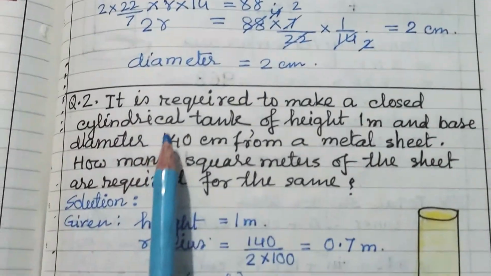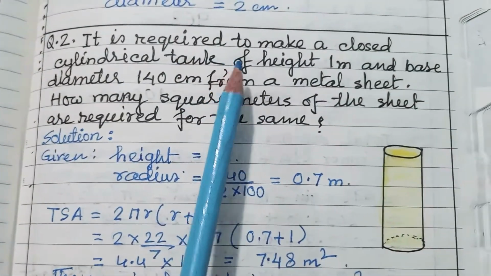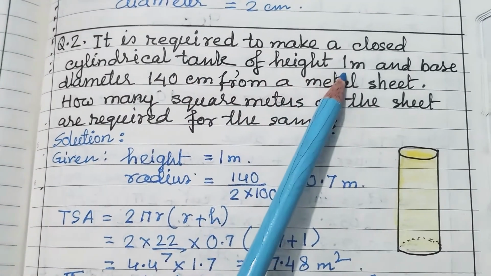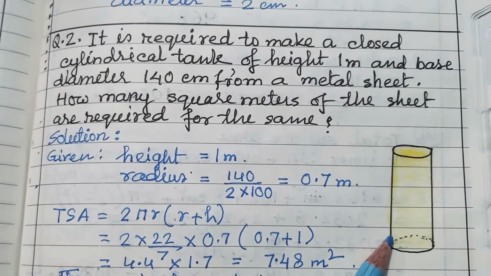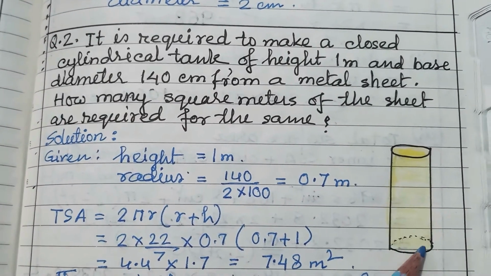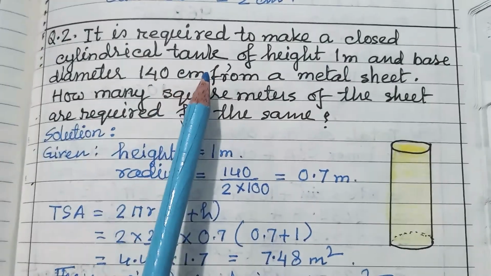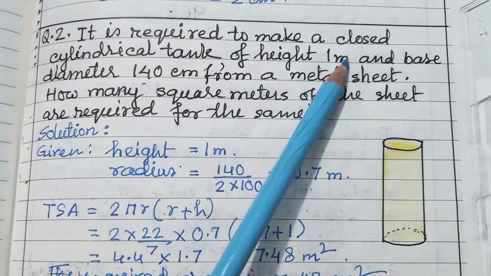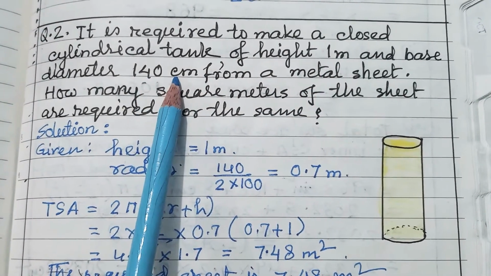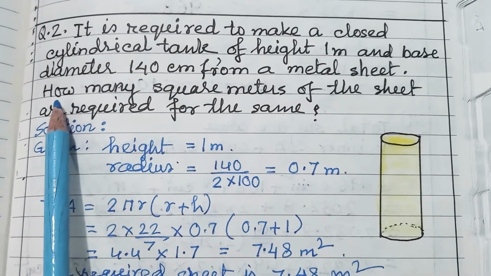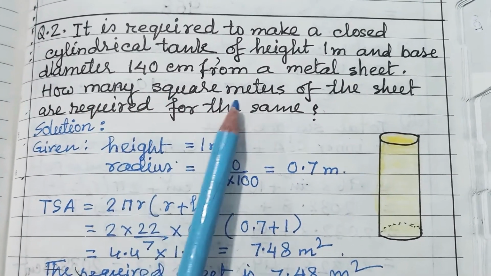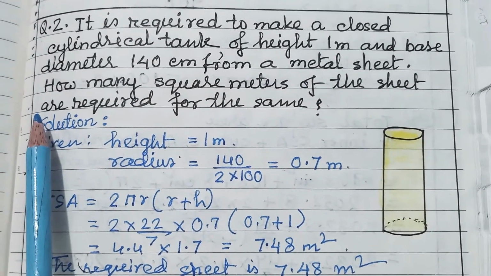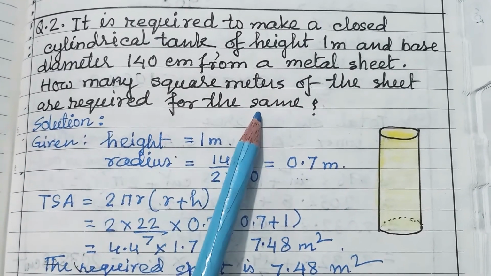Next question: it is required to make a closed cylindrical tank of height 1 meter and base diameter 140 centimeter. You have to change all the figures into the same units. It is meter, so you have to change into meter, because the answer asks how many square meters of steel are required for the same.